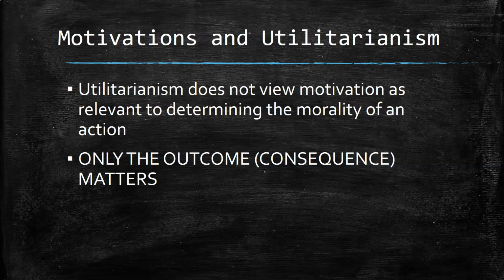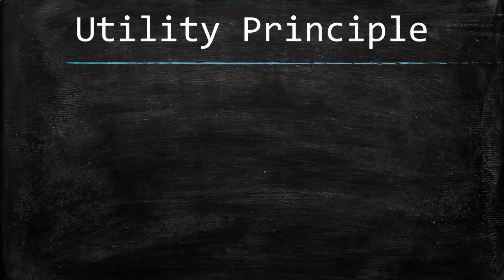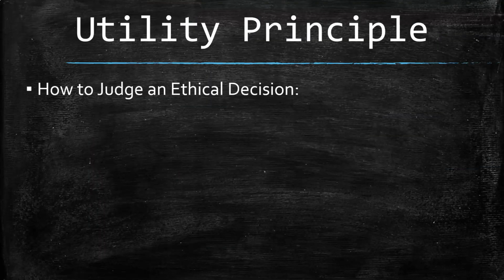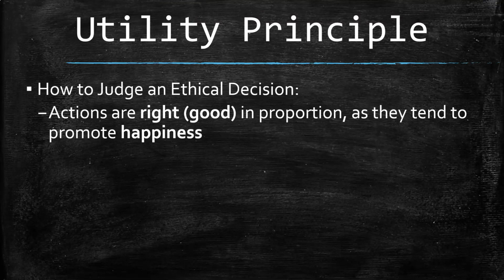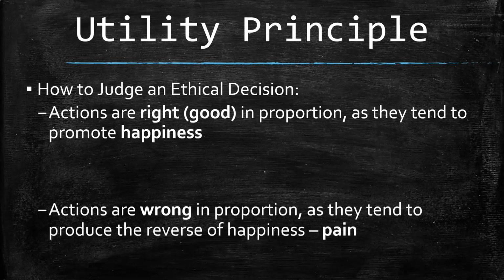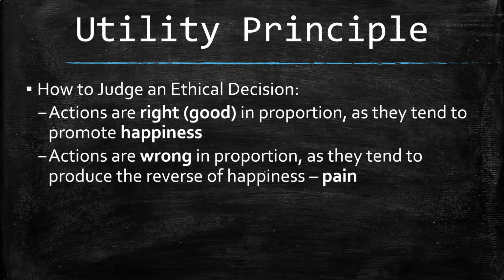Utilitarians say, well, you saved the person, so you really shouldn't face any backlash for that. Others would argue not. But again, in utilitarianism, motivation doesn't count, only the consequences are what we care about there. Now, the utility principle: how do we judge an ethical decision? Things are right, good, or permissible as they tend to promote happiness. So as happiness increases, it's more likely that the action is good. The opposite is also true. It's increasingly likely to be wrong if it creates the reverse of happiness, which is pain.